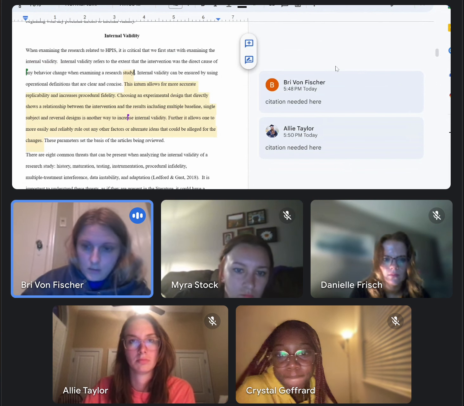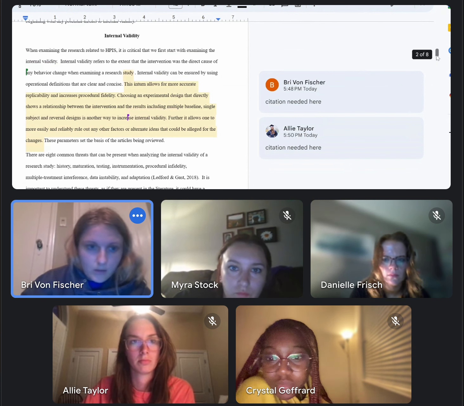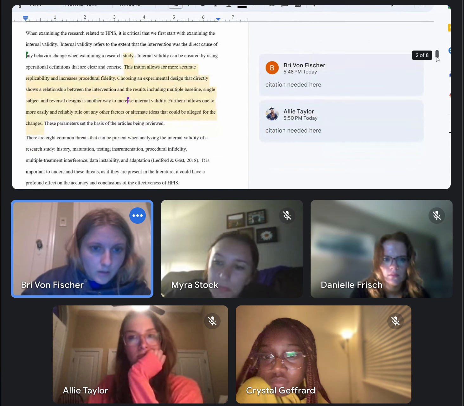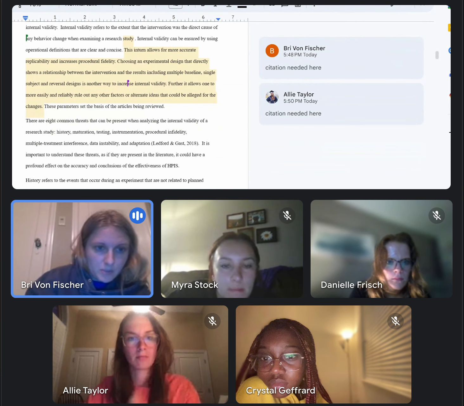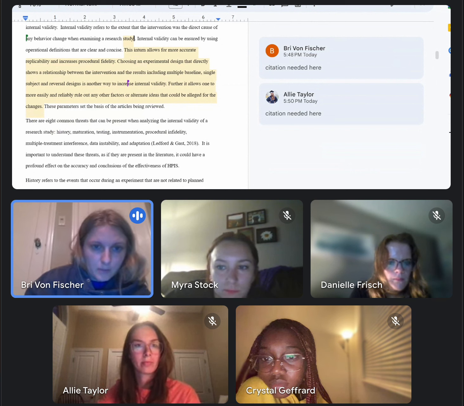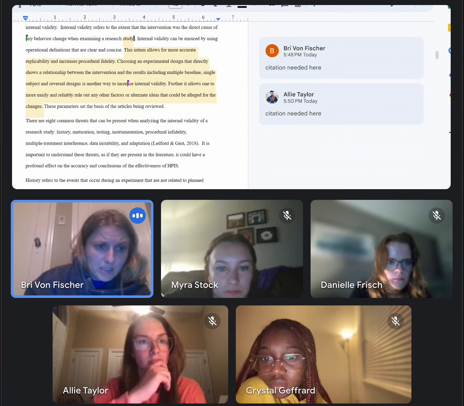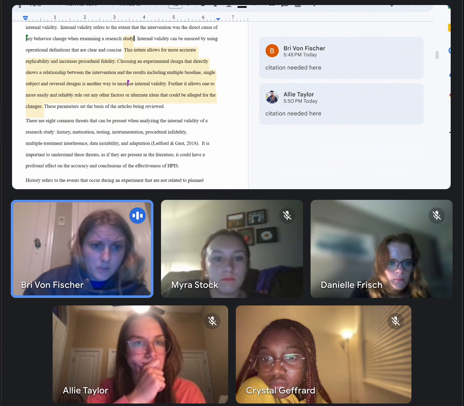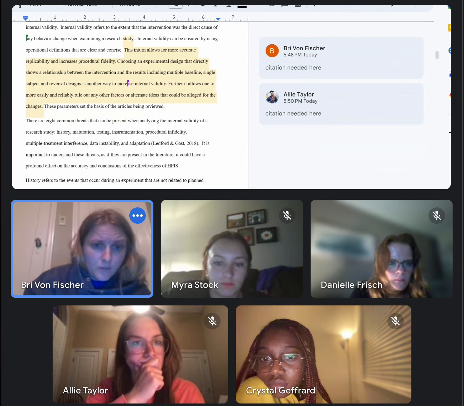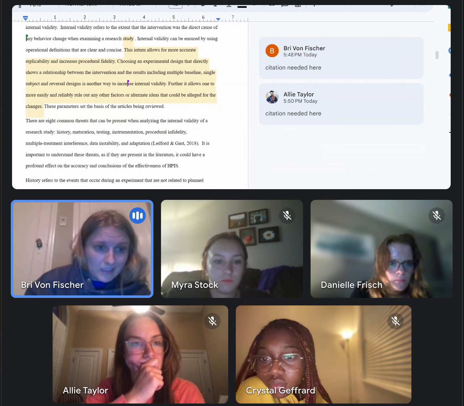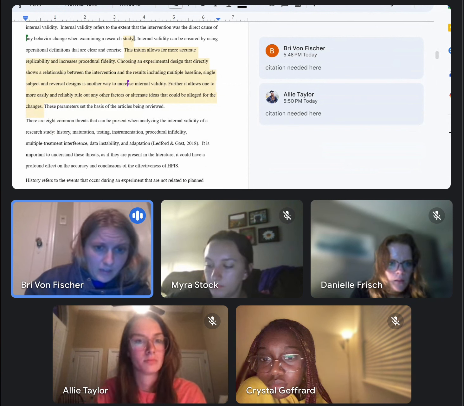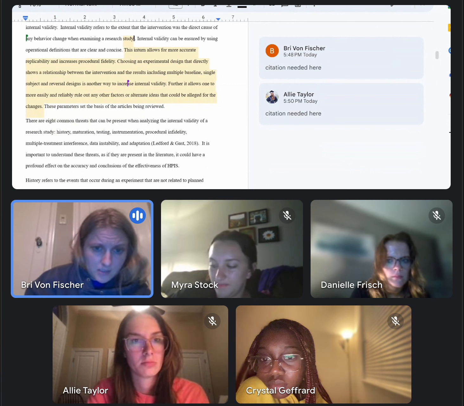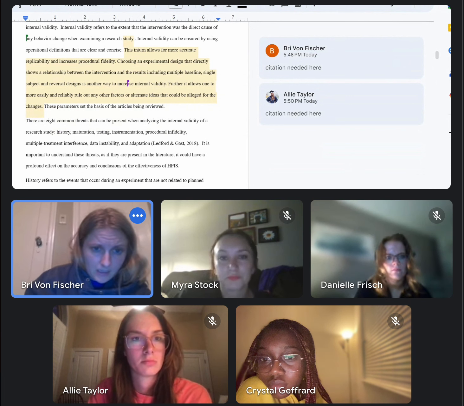All right, let's get into the next part then. Choosing an experimental design that directly shows a relationship between the intervention and the results, including multiple baseline, single subject, and reversal designs, is another way to increase internal validity. Further, it allows one to more easily and reliably rule out any other factors or alternate ideas for the changes. Okay, I think this bit makes sense, explaining what it does.